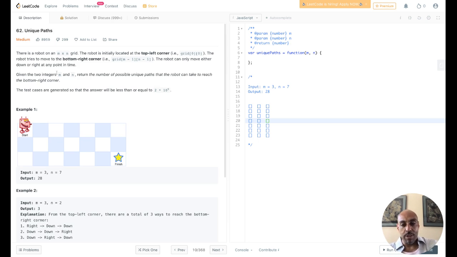I'm not going to read it. You can read it yourself, really, but it's about a little robot. And it says, hey, how can this robot get down here to the finish line? How many different unique paths can a robot take? In this case, we have m equals 3. So we have at the top row is 3, and at the bottom is 7.